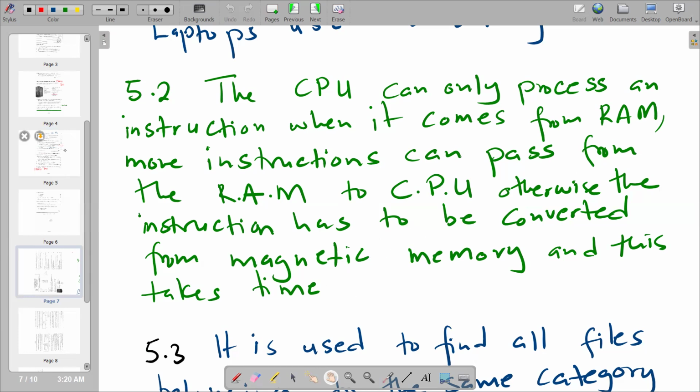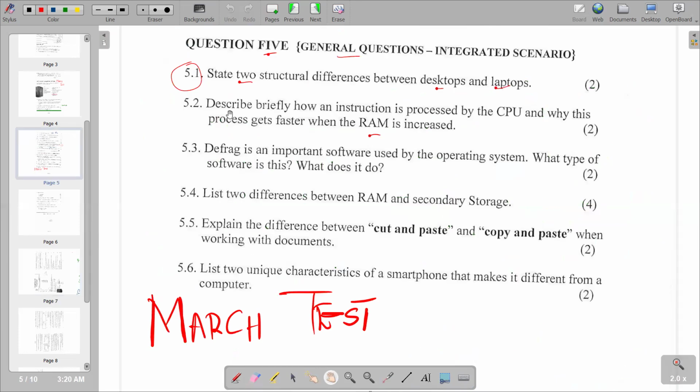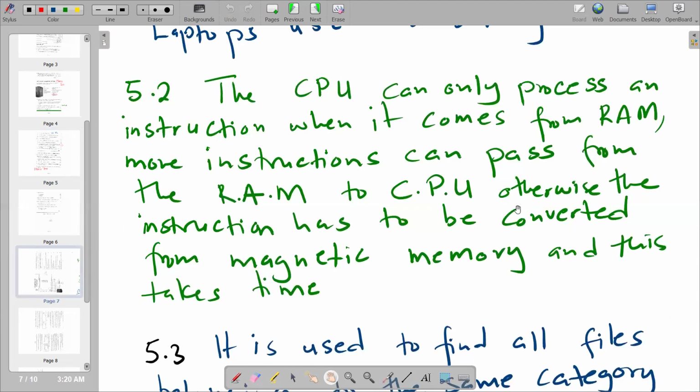If you go back to our question, it requires us to describe briefly how an instruction is processed. We have seen how it is processed: an instruction being converted from magnetic memory takes time. So the issue of conversion that is being explained there is describing that part.